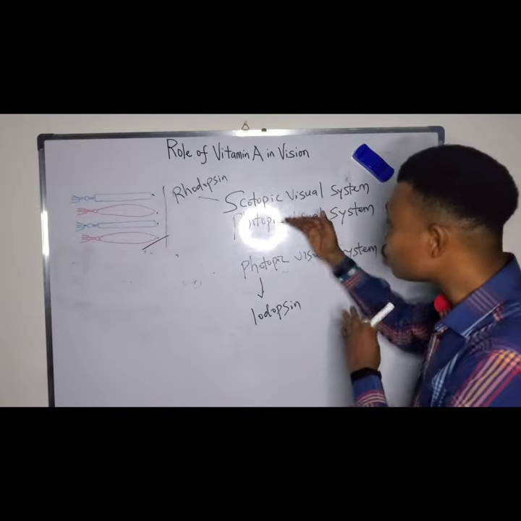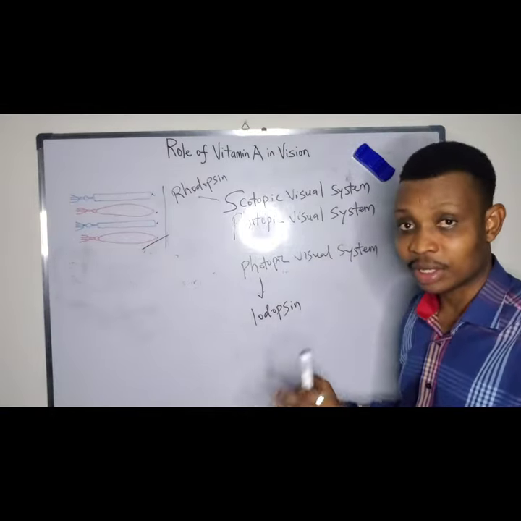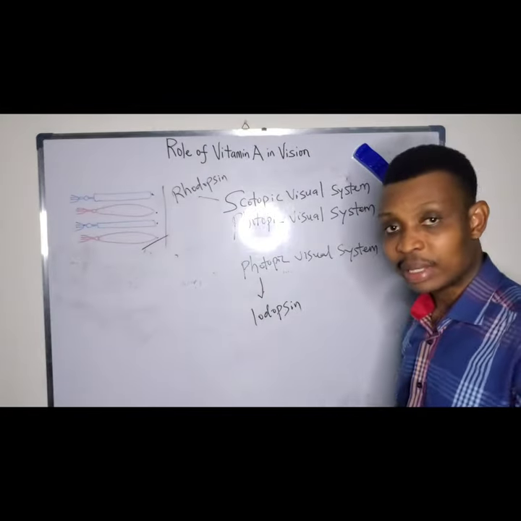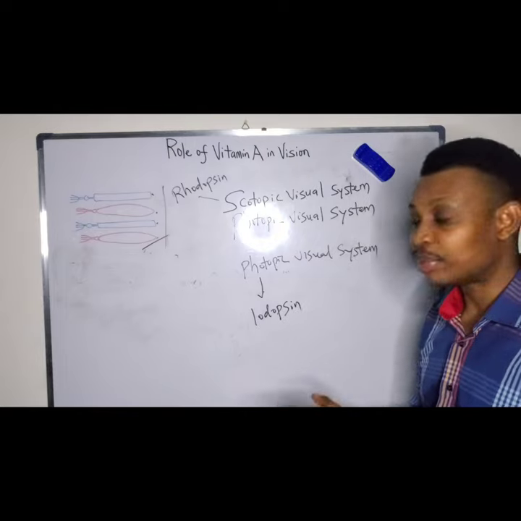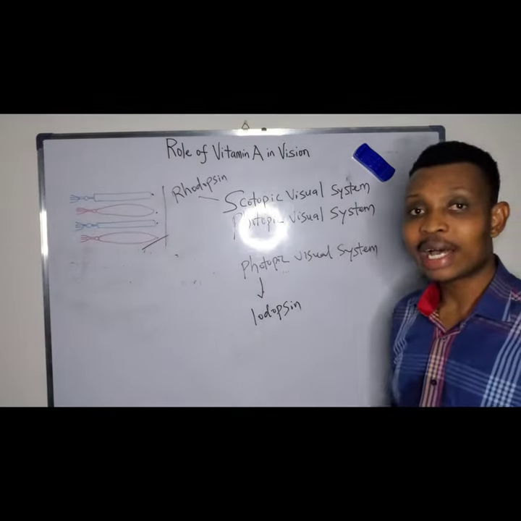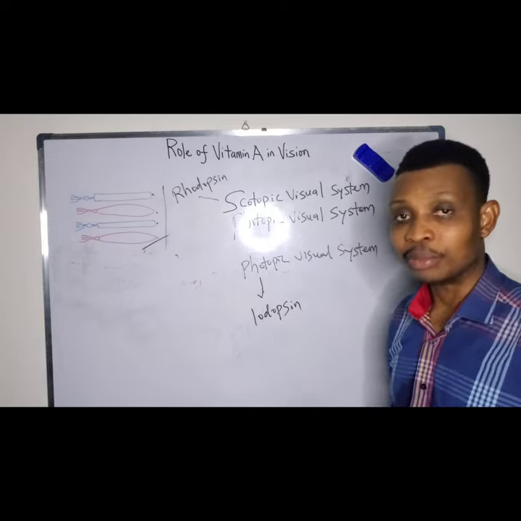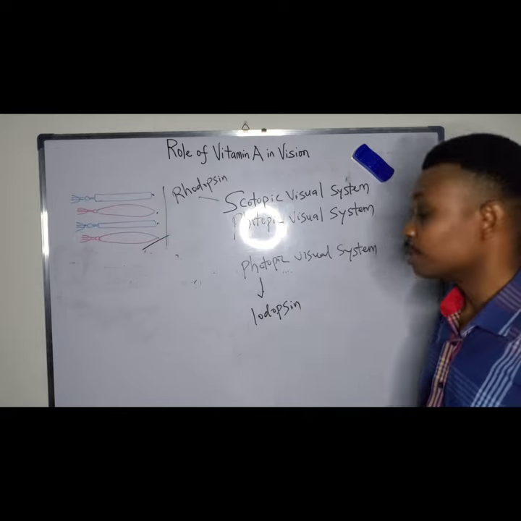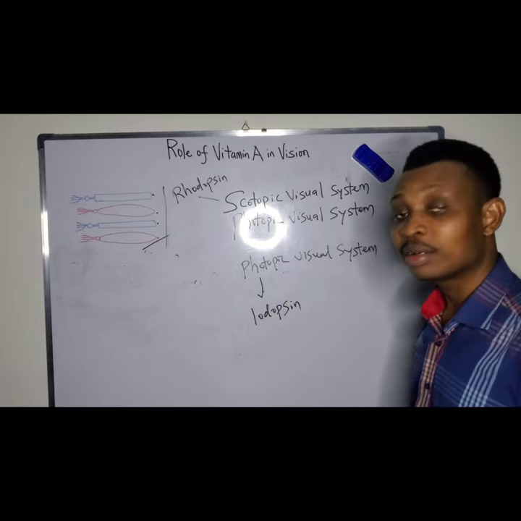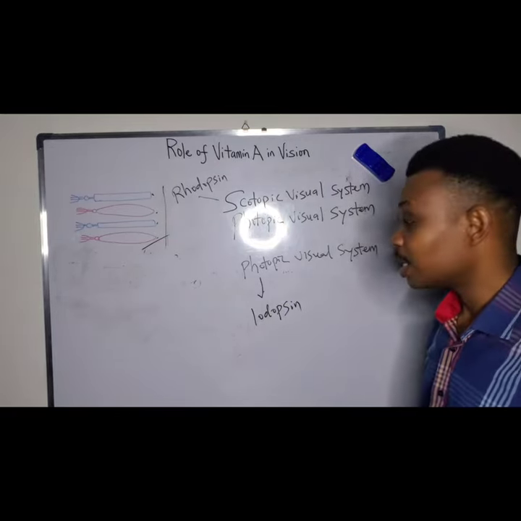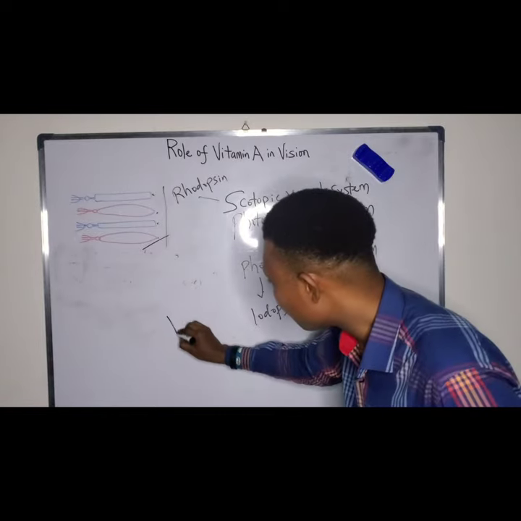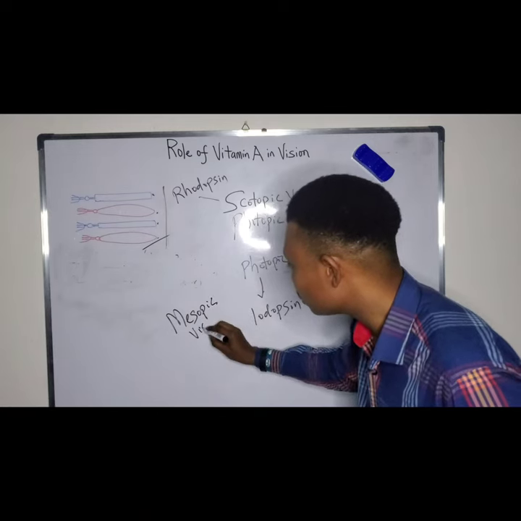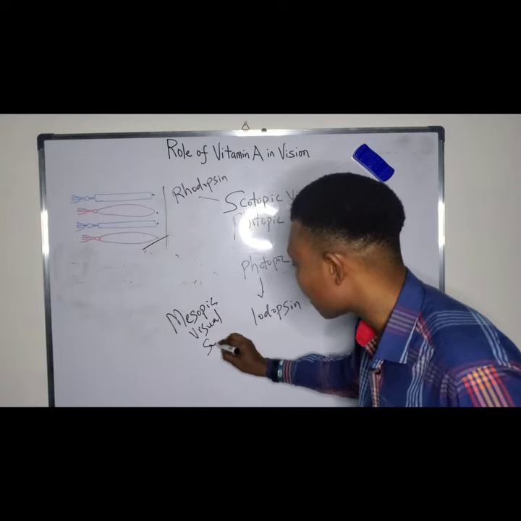However, these two systems are independent of each other. Sometimes there could be an interplay, an overlapping. Under some low light conditions, both the scotopic visual system and the photopic visual system can overlap, and that can lead to the mesopic visual system.